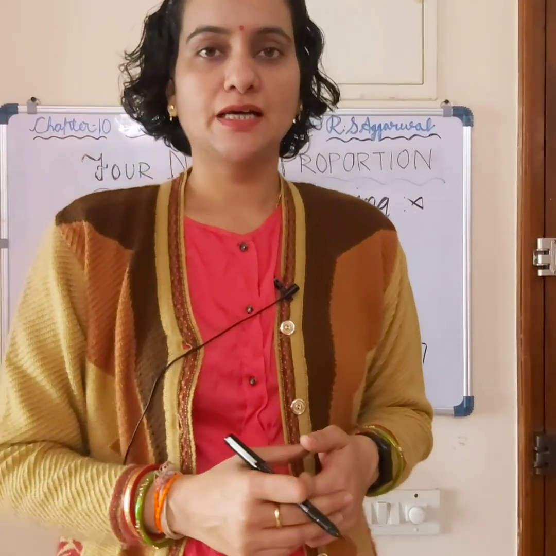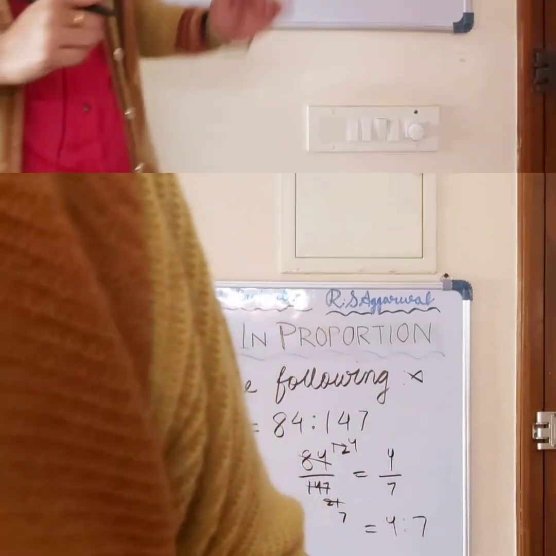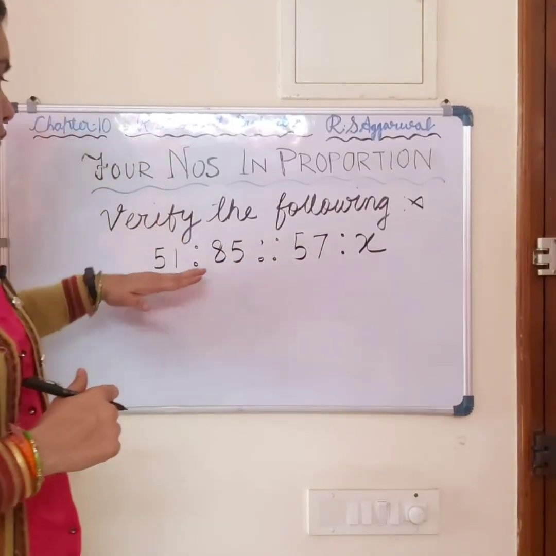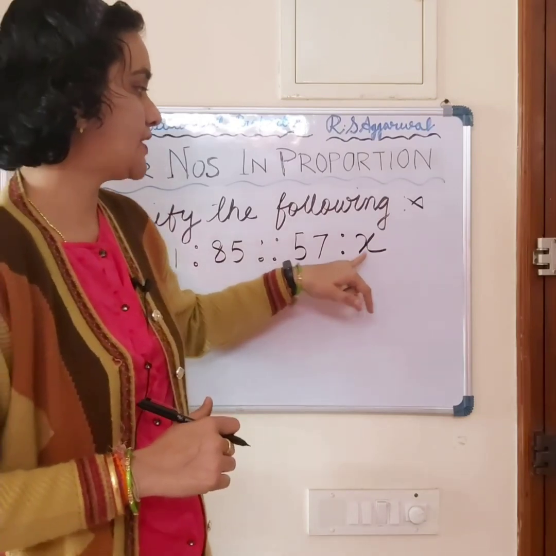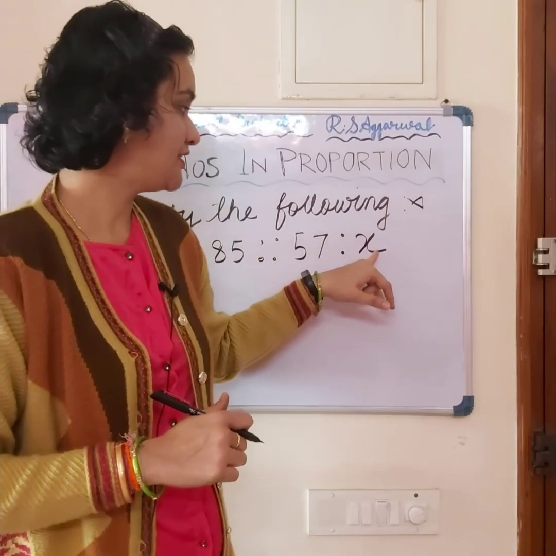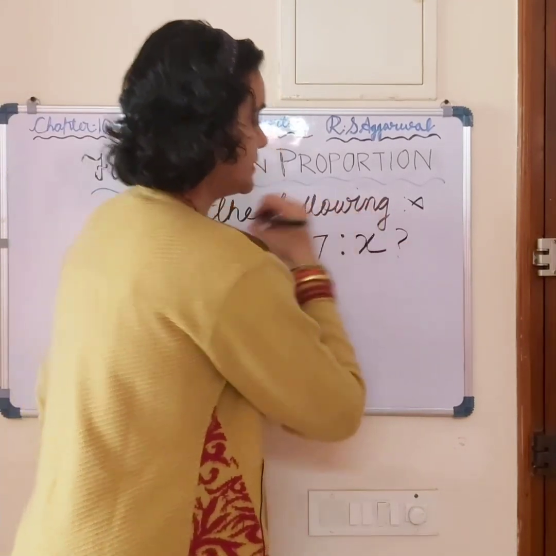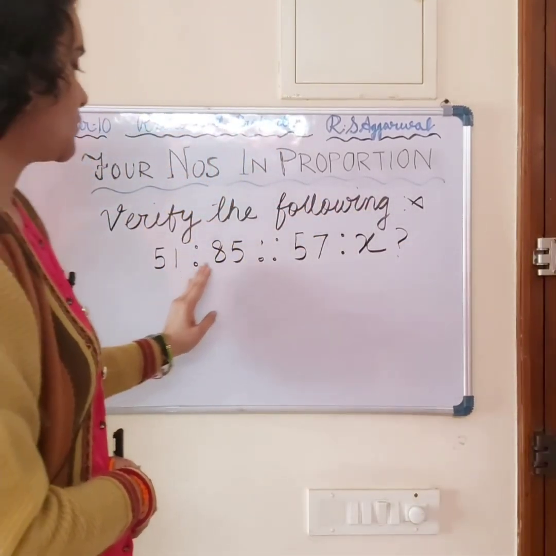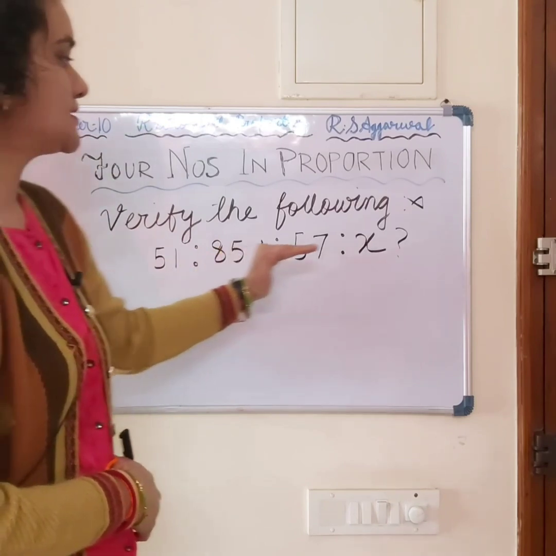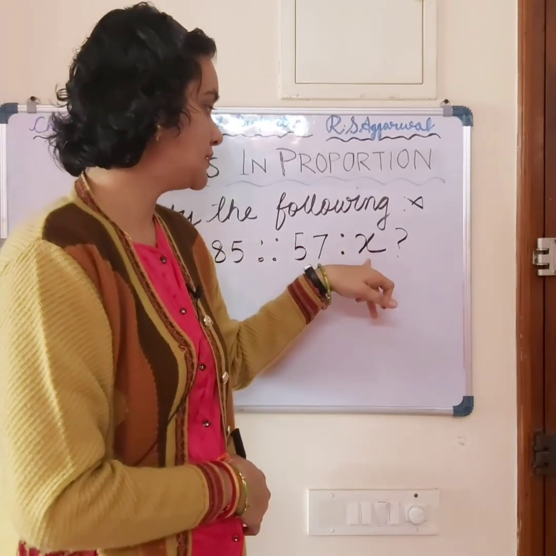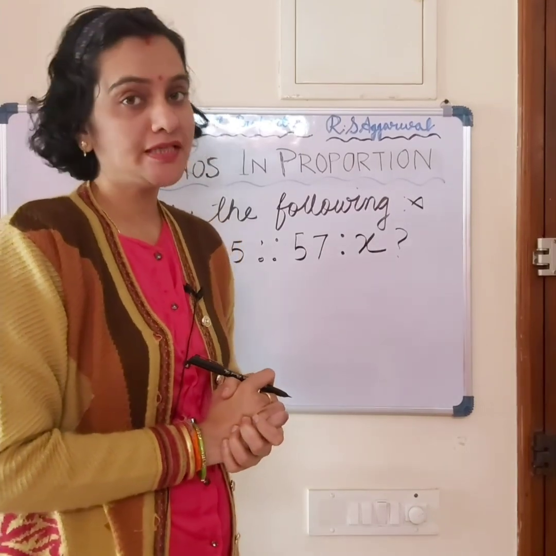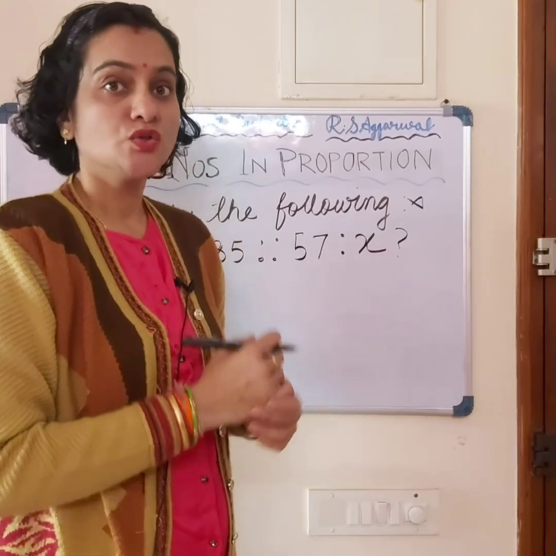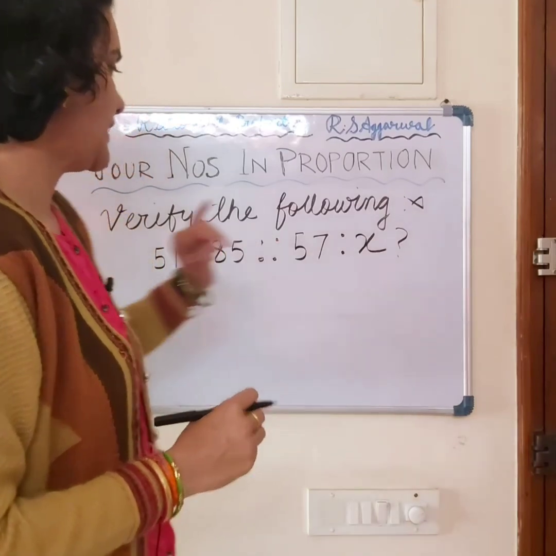So we'll take one more example. This is a different kind of question. What is the question? 51 is to 85 as 57 is to x. Here we need to find the value of x. It is given to us that this is in proportion, but one of the terms, that is one of the extreme terms, is missing. Now we know product of means equals product of extremes. So we'll use that formula to find out the x here.